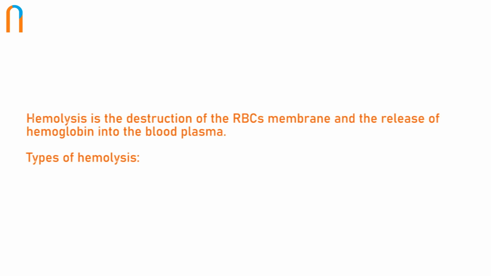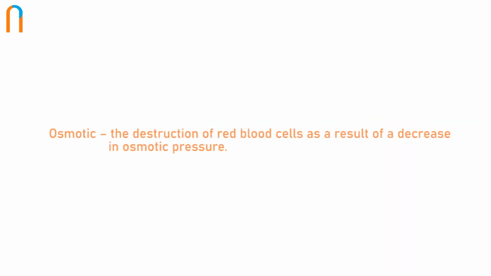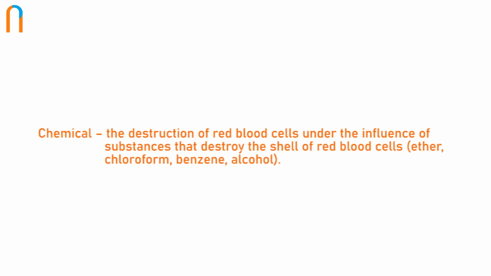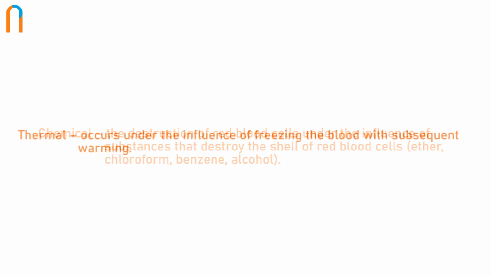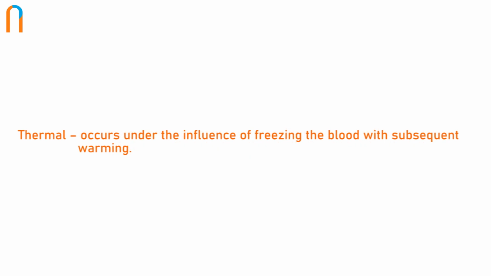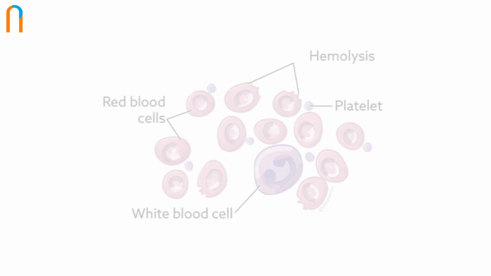Hemolysis is the destruction of the red blood cell membrane and release of hemoglobin into the blood plasma. Types of hemolysis: osmotic, the destruction of red blood cells as a result of a decrease in osmotic pressure; and chemical, the destruction of red blood cells under the influence of substances that destroy the shell of red blood cells. Thermal occurs under the influence of freezing of the blood with subsequent warming.